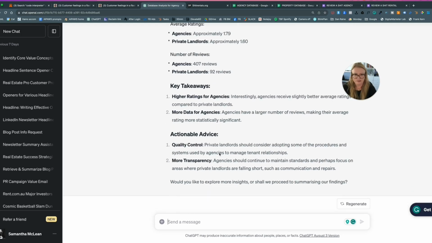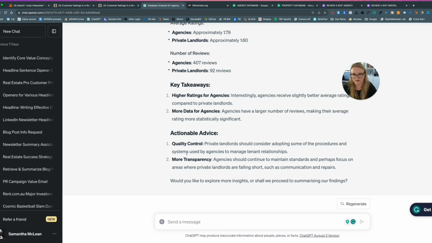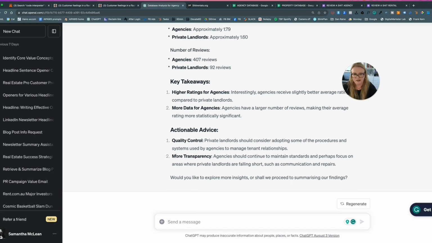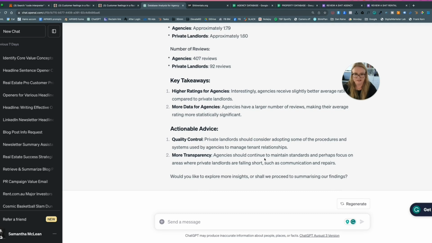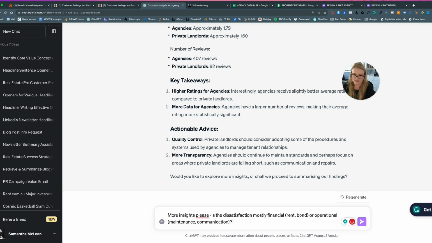So, actionable advice. Private landlords should consider adopting some of the procedures by agencies. Well, yeah, you would think so. And agencies should continue to maintain standards. Would you like to explore more insights? So I'm going to say more insights. Okay, so what I want to know is more insights, please.